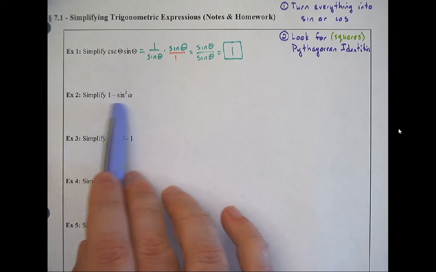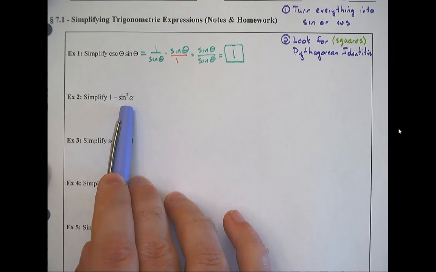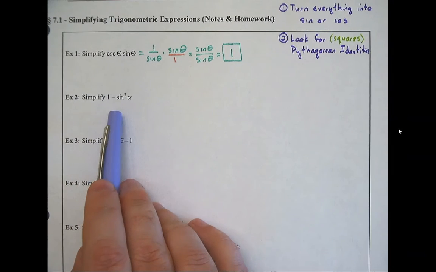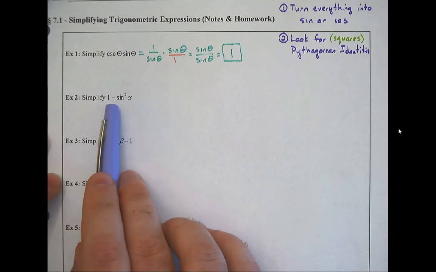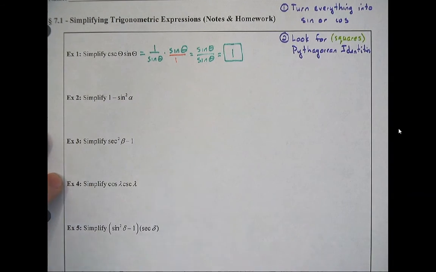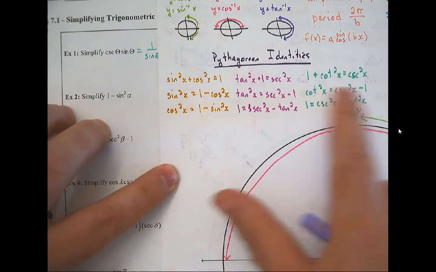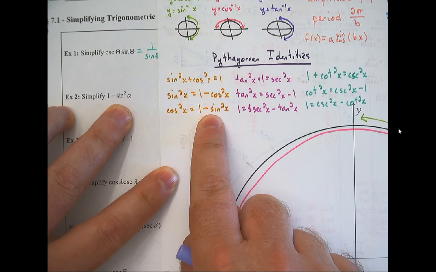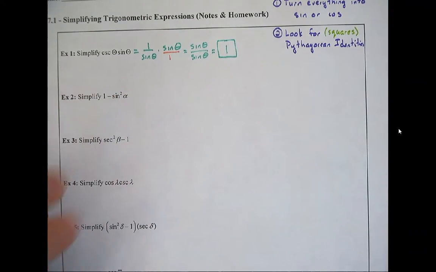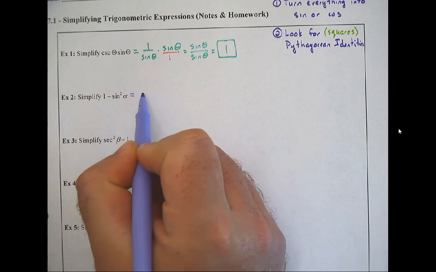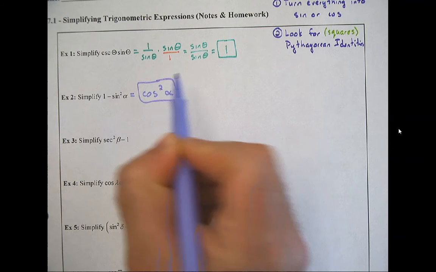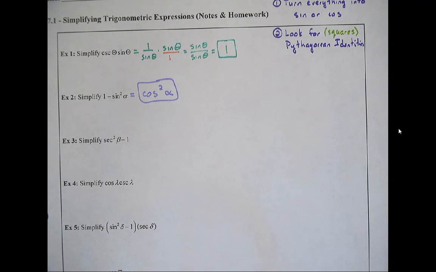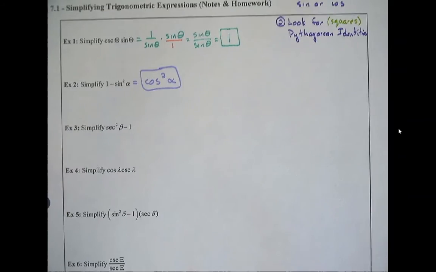All right, simplify 1 minus sine squared of alpha. All right, so what are our 2 hints? Turn things into sines or cosines. Well, that's already a sine or a cosine. And then look for squares. Look for Pythagorean identities. So I see I've got a squared here, and I'm going to refer now to my list. Do I have anything in here that says 1 minus sine squared? Yep, right there. 1 minus sine squared. So what I can do is substitute cosine squared in its place. So each one of these is like a puzzle. You're just trying to clean things up, to make it look a little bit nicer each time.